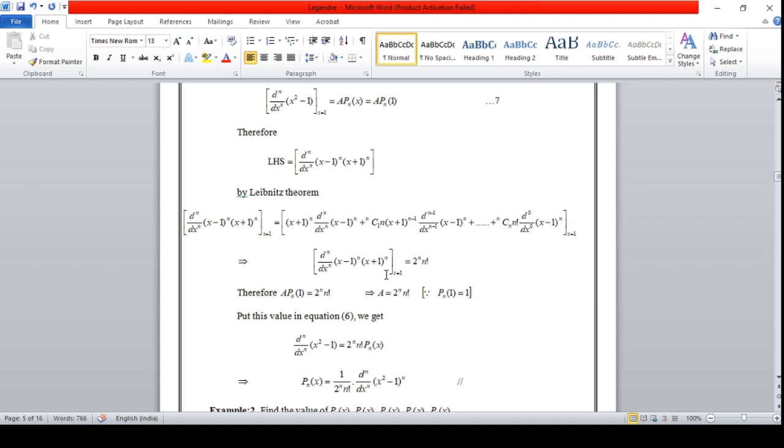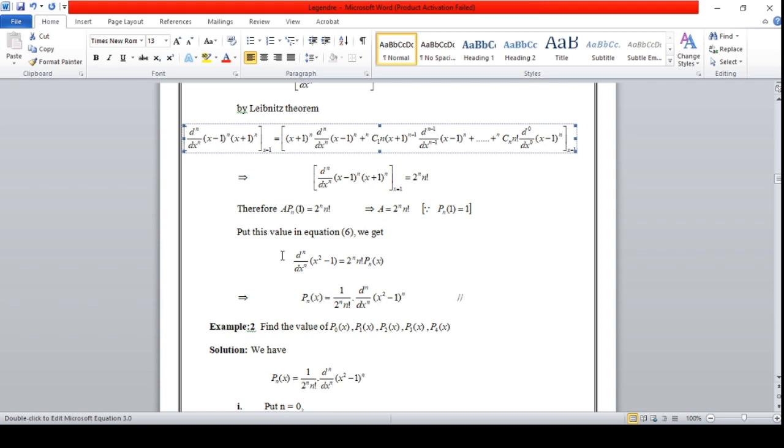So d^n/dx^n at x is equal to 1: 1 plus 1 is 2, raised to the power n, and its derivative is n factorial, and the terms with n minus 1, n minus 2, n minus 3 and so on are all equal to 0. So we get the value 2^n n factorial. Therefore a P_n(1) is equal to 2^n n factorial. This implies a is equal to 1 upon 2^n n factorial, since P_n(1) is equal to 1, which is already proved.